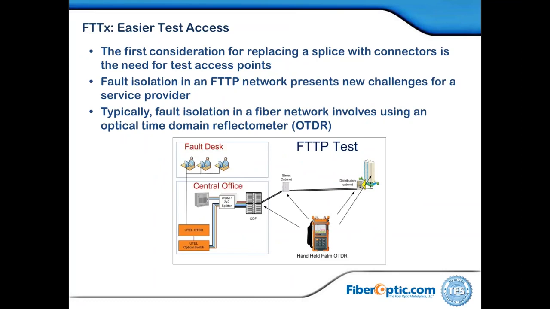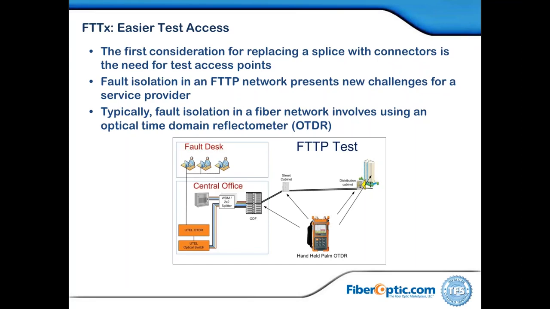The first thing you want to ask is, why would I replace spliced, hardwired connections with connectors? And it's about test points. The fault isolation on a network, and here they say the fault desk, from the central office all the way out to a home or a building. Well, if I had to splice everything directly to the splitters, then I would have to send a high-paid technician to break the splice, connectorize it to shoot back to the central office, and then repair that splice.